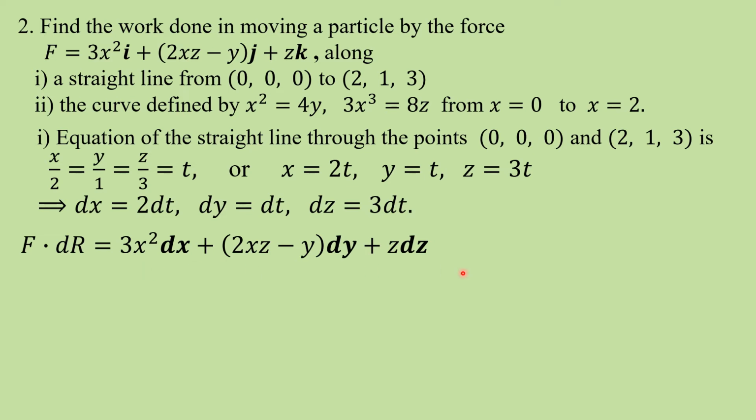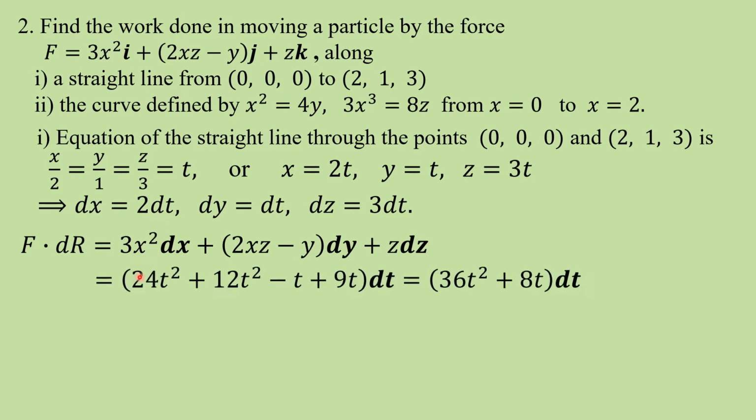So carefully substitute. If I substitute, it gives 3x square, that is 2t the whole square, 4t square, into 3, 12t square, into dx, that is 2 dt, 24t square dt. So I have the first term 24t square. Similarly, (2xz minus y) dy.